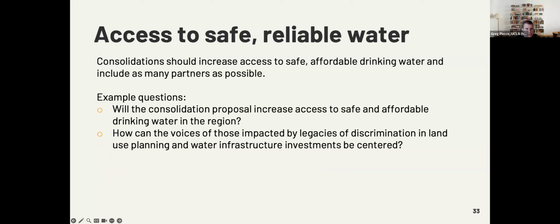And then last but not least, like I said at the outset, the goal here for water systems in general is access to safe, reliable, affordable water for all, as is mandated by the human right to water in California. So the question here is, overall, will the consolidation proposal increase access to safe and affordable drinking water in the region? And in particular, how can voices of those impacted by legacies of discrimination, exclusion through land use planning, water infrastructure, local political decisions, how can their voices be centered in this decision and in a prospective new governing entity?